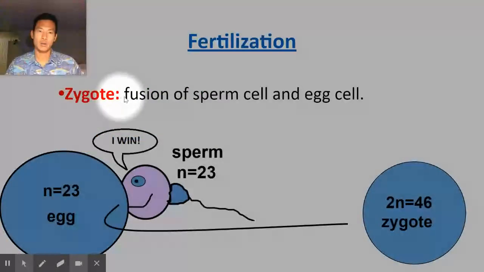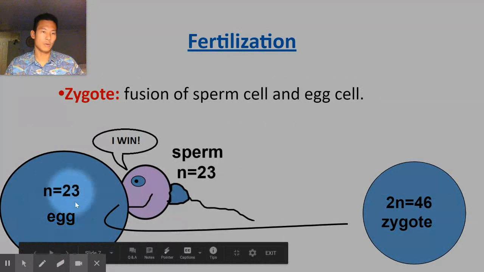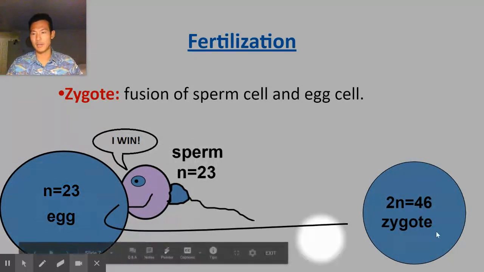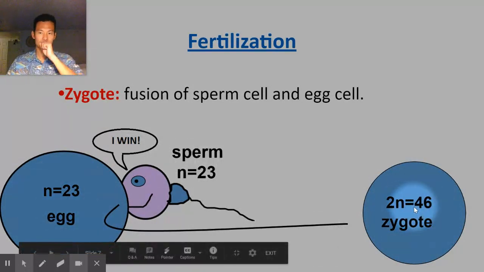Zygote: fusion of sperm and egg. Egg, ovum, 23 in humans, sperm same thing, 23, and then as soon as it's fertilized, 2N, 46. 23 from your father, 23 from your mother.